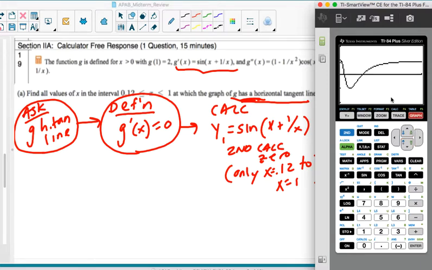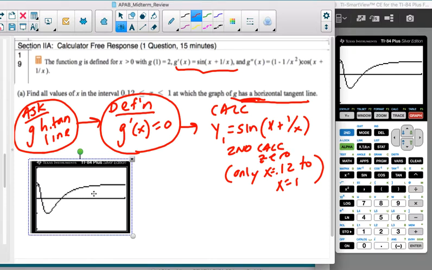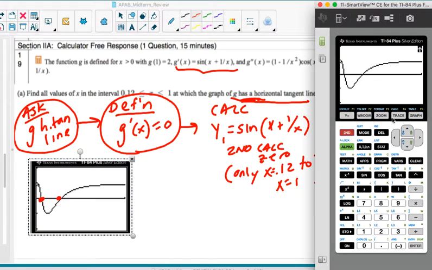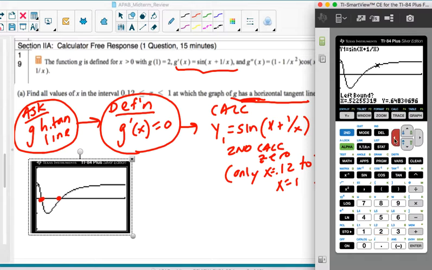And this is the graph I'm looking at, right? So basically, I want these two spots. So I'm going to do a quick screenshot. This is what I'm looking at. I want this thing and this thing, right? So I'm going to go ahead and do second calc, and I want 0. I'm going to have to do it twice. I always work from left to right. You don't have to do that. That's just my preference. There's no real logical reason for that.